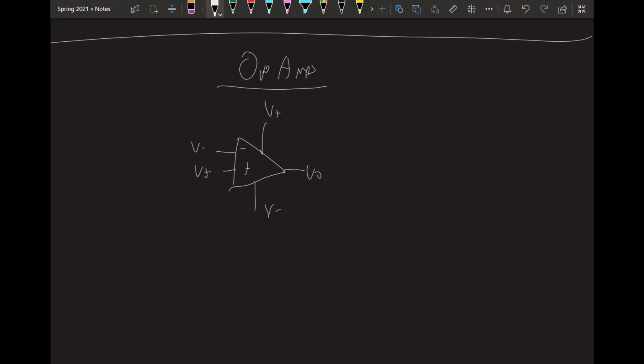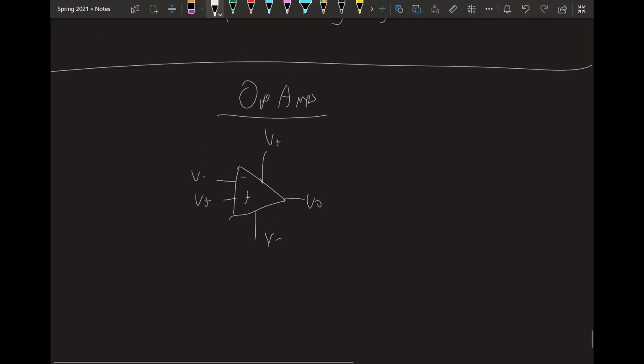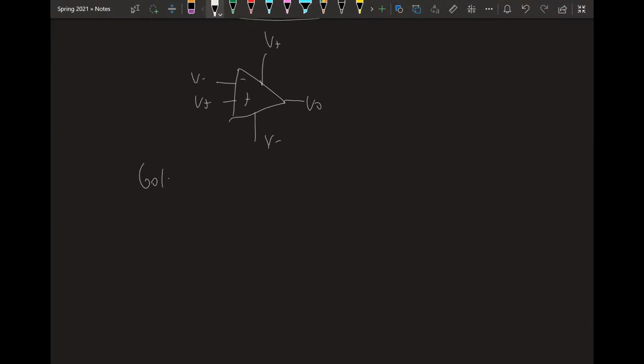So to analyze these in linear operation, we're going to assume the two golden rules. So, golden, hello? Oh my goodness, it decided to slow down dramatically. There we go, golden rules.